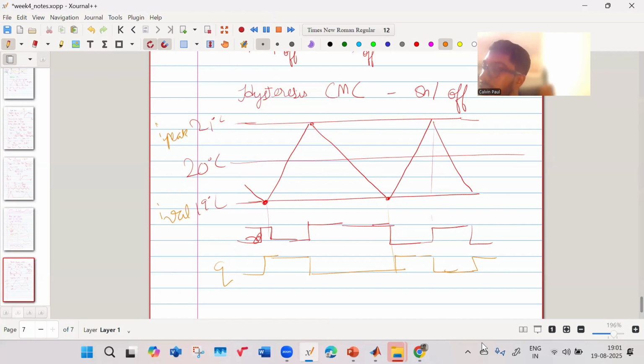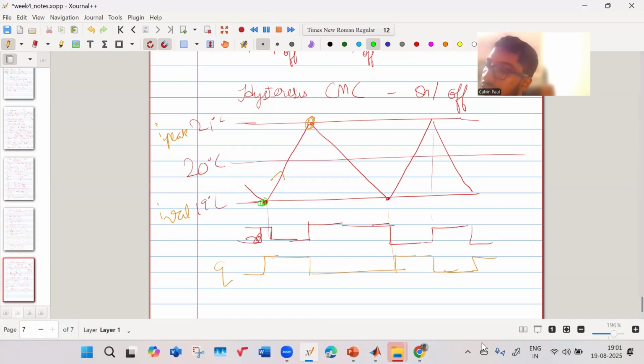Now, to do this, you need to have this information of your current. You need to know your current when it is reaching the peak. You need to know when it is reaching a valley. All that you need to know. For that, you need to have very good sensing.